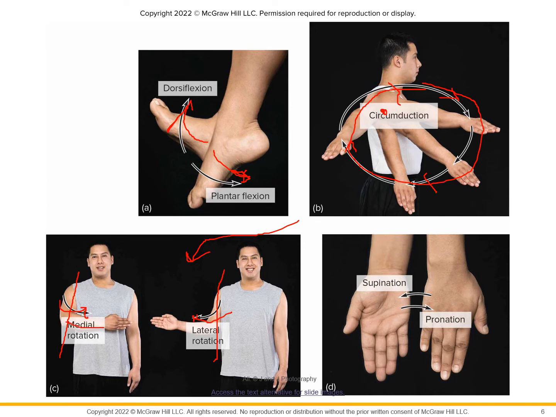If I bring my hand in, that is medial rotation, or sometimes called internal rotation. If I move my hand out, that is lateral rotation, or sometimes called external rotation. And again, the humerus in my brachial region is not moving. It's rotating. So that's where that comes from. In the hand, again, we have this idea of supination, palms up, pronation, palms down.